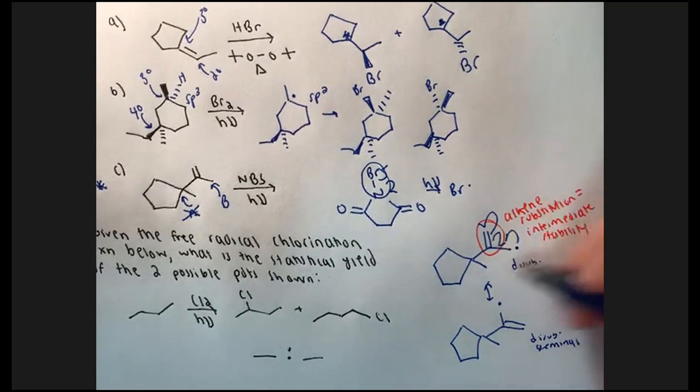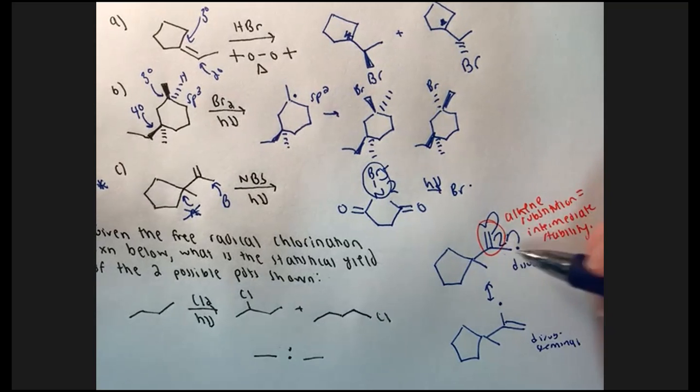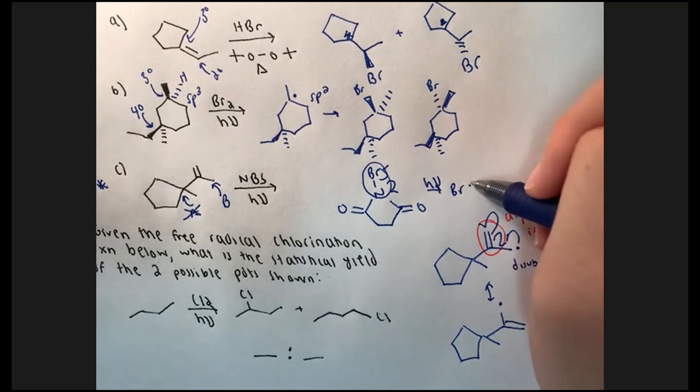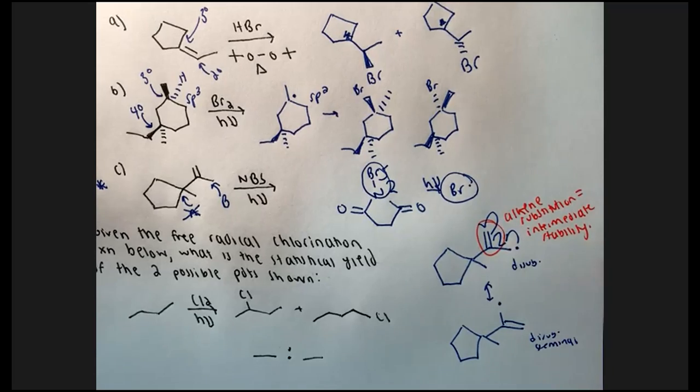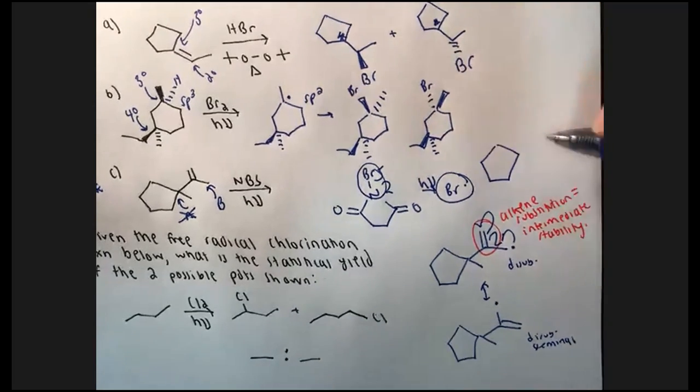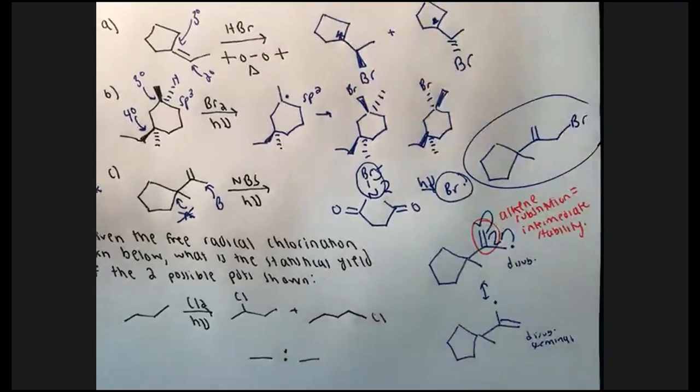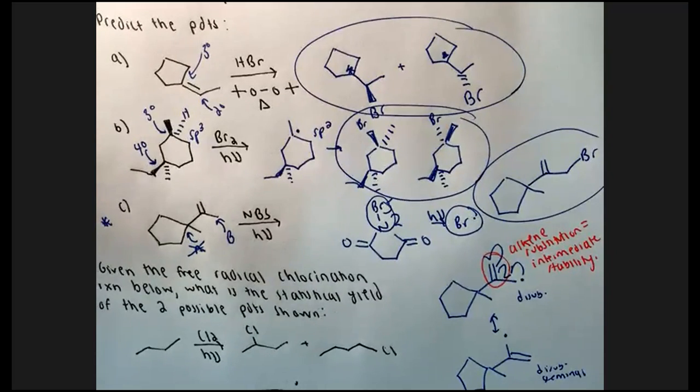So essentially you can just go ahead and use that intermediate that you originally drew, and then you can imagine that this bromine radical is going to hit that alkyl radical and then form a bond there. So your end product should be that. Okay, so these are our answers. Okay, that's a pretty good summary of how to do these reactions.